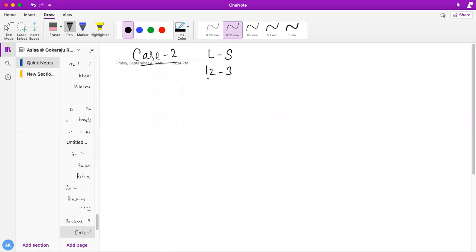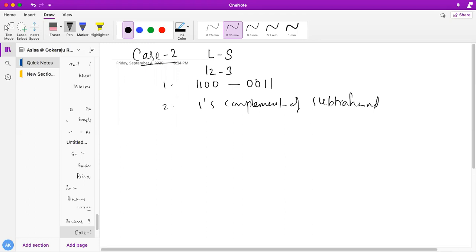Previously I had taken the example of 3 minus 12. Now I am taking the example of 12 minus 3. So see here what I am going to do. Very simple. The first step is to convert to binary: 1100 minus the equivalent binary number 0011. Next, the second step is to find the 1s complement of the subtrahend. What is the subtrahend? This is my subtrahend, and this is my minuend.